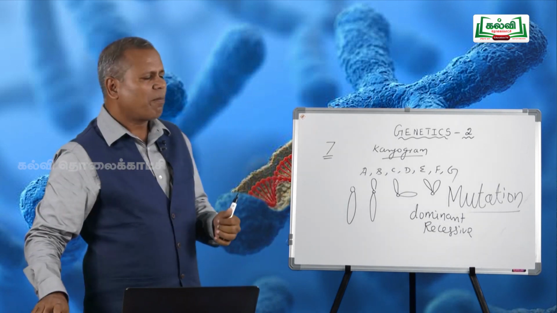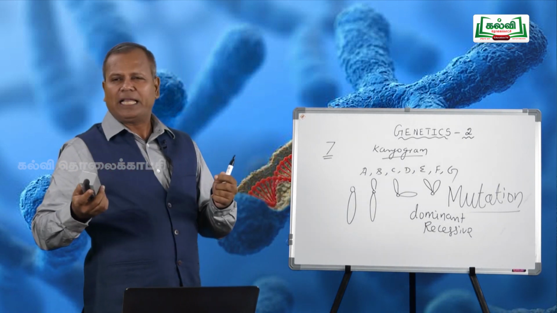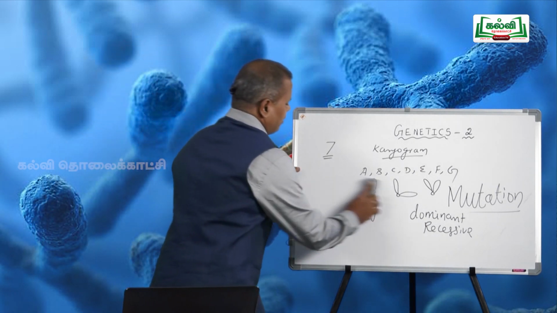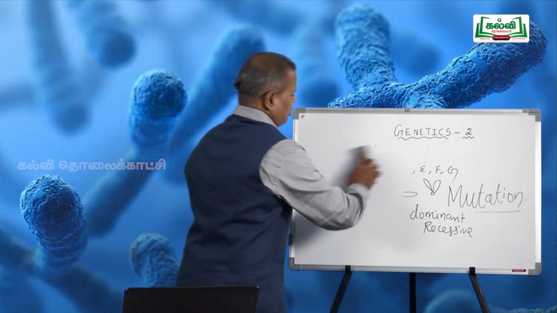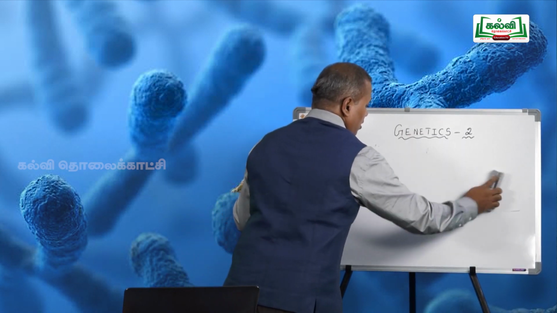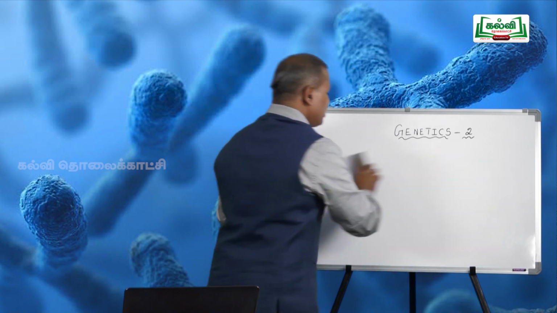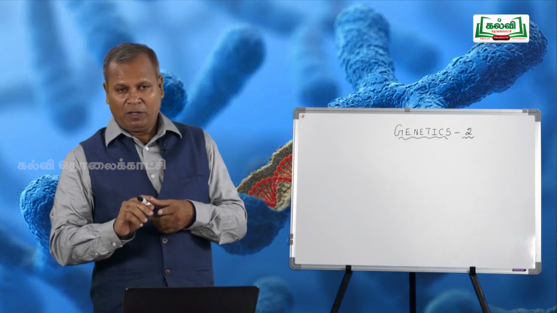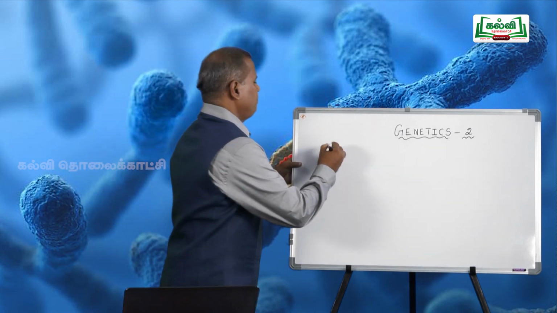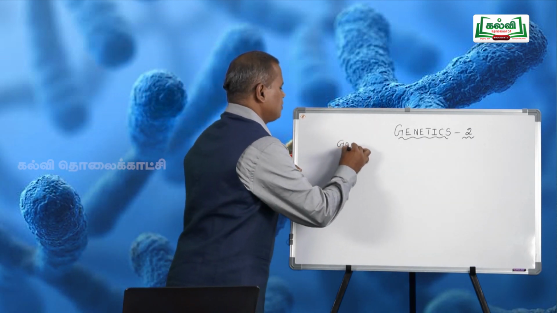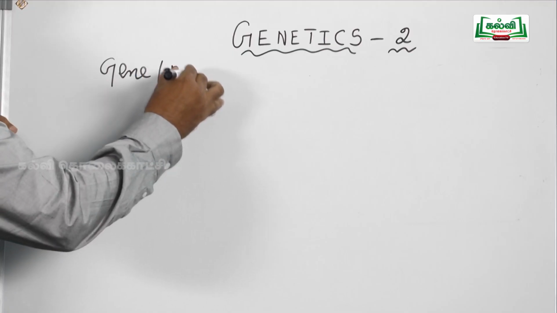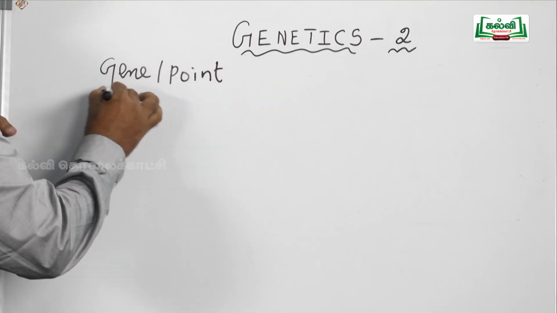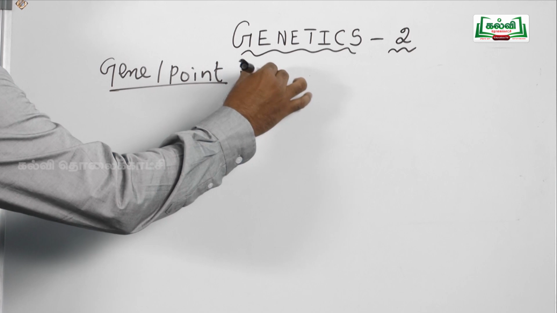Sometimes gene or point mutation is also responsible for Mendelian disorders or heritable diseases. This gene or point mutation is very important to learn higher order genetics. What is gene or point mutation? A sudden change that takes place in a nucleotide or a pair is said to be gene or point mutation.